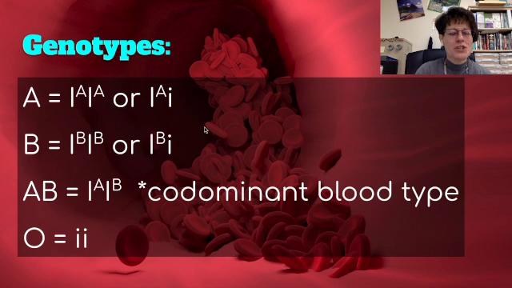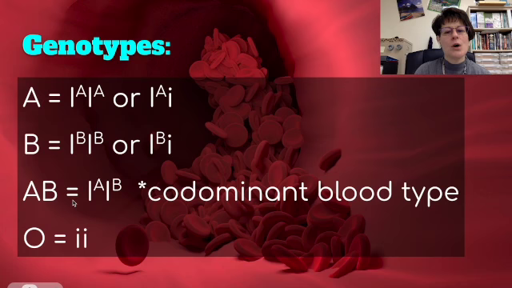Now, the possible genotypes for blood type, because remember we have to have an allele from each of our parents, are IA IA or IA little i. So this would be the homozygous type A, heterozygous type A. And then for type B, we have IB IB or IB little i. And again, homozygous type B, heterozygous type B.